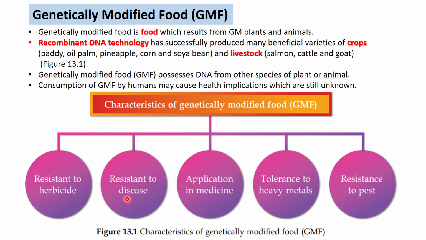The third one is GMF has been used in application in medicine, and GMF has tolerance to heavy metals and also increased resistance to pests. For example, we have the GM corn, which can produce toxin when attacked by pests, and thus reducing the use of pesticides. So these are among the characteristics of genetically modified food.